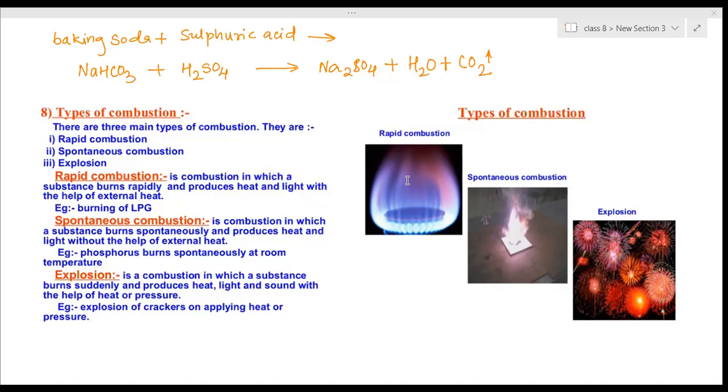That happens because of the high pressure present on that substance. When it burns, there was a very high pressure on that substance, so it produces a large amount of sound when the pressure is released. So that is what we call explosions. Clear?